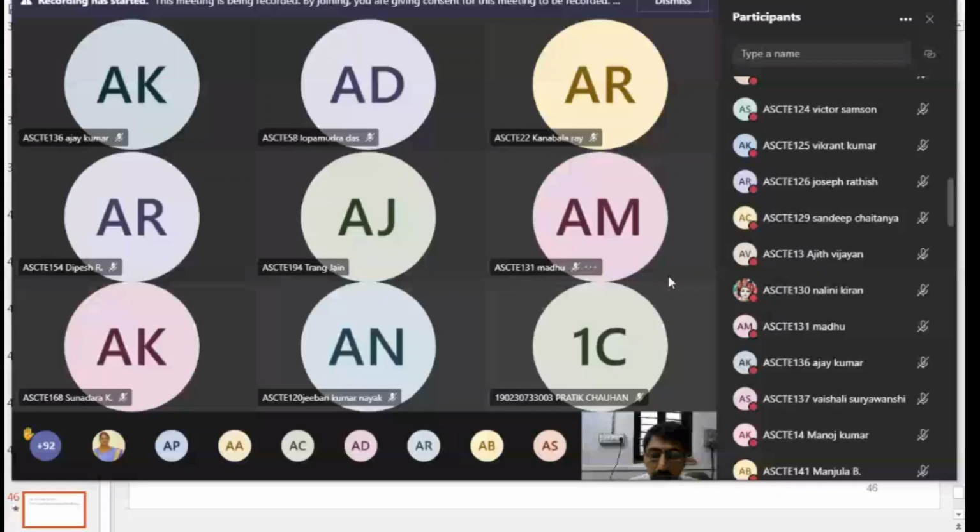Can you tell the gaps available now in this area? It means in which area of optimization? Nature inspired optimization.